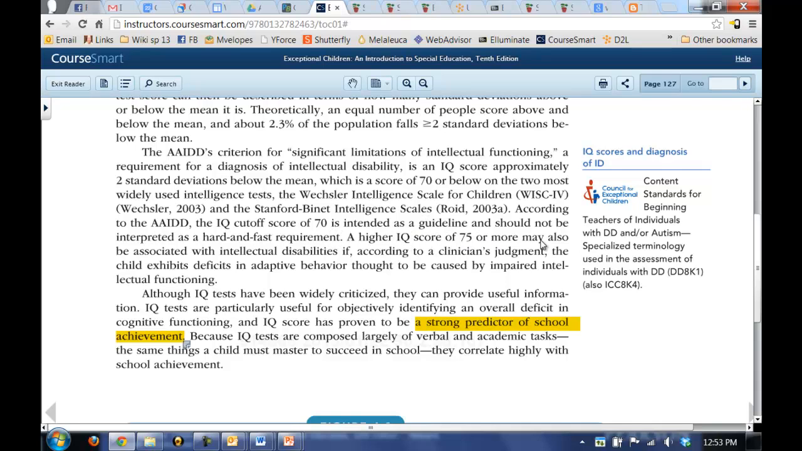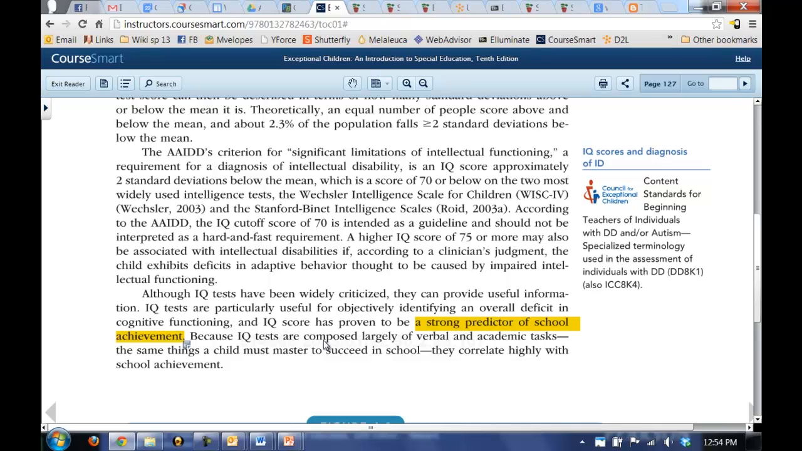A score of 75 or more may also be associated with this, according to a clinician's judgment that the child exhibits deficits in adaptive behavior. And I dealt with that, where their IQ scores were 75 or above 70, but their adaptive behaviors indicated that their functioning was below that of someone that was mildly mentally retarded. But here's the thing, and this is what is hard to get away from. As much as we want to criticize IQ scores, it's still a very strong predictor of school achievement. And if you're scoring in the 70s on this, school is going to be very hard. You can still have a lot of skills, but school is going to be hard.